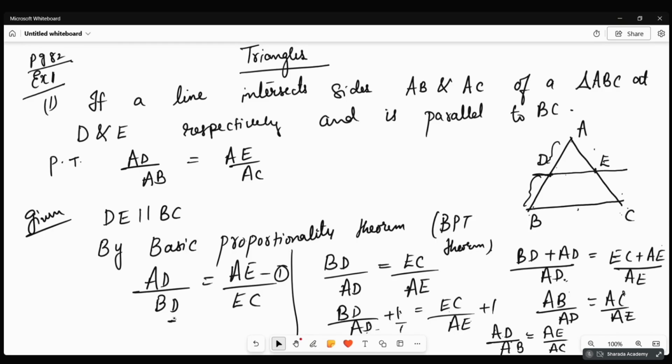But I want AD there. AD by AB. If I don't take the reciprocal, I will get BD by AB. So that is the reason I'll take the reciprocal and I will add 1. Okay. Next one. Example 2.